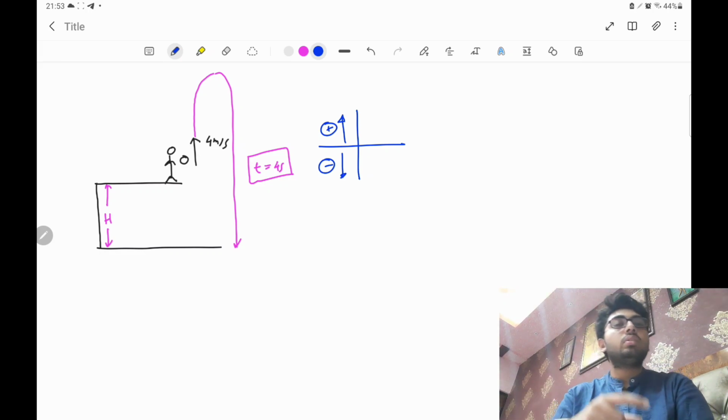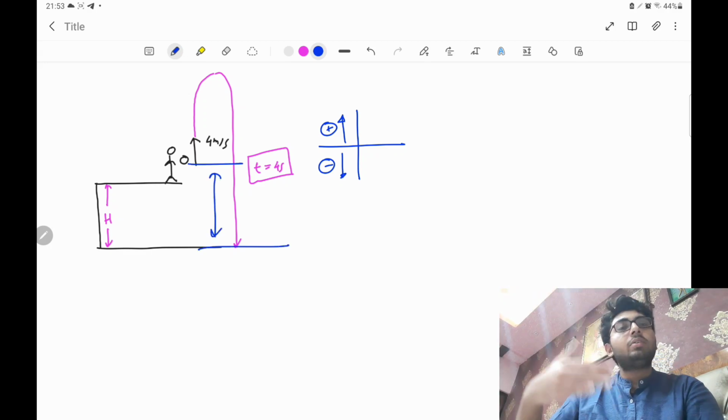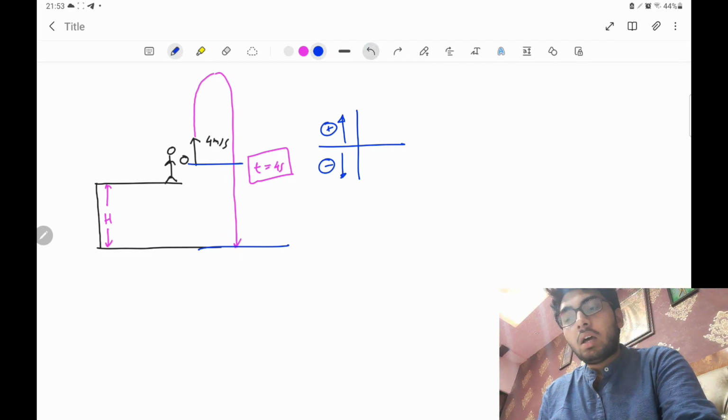That means the distance between the starting point and the ending point. So the starting point is this and the ending point is this. So the difference between the starting point and the ending point is h only. That means the distance between the bridge and the river only.